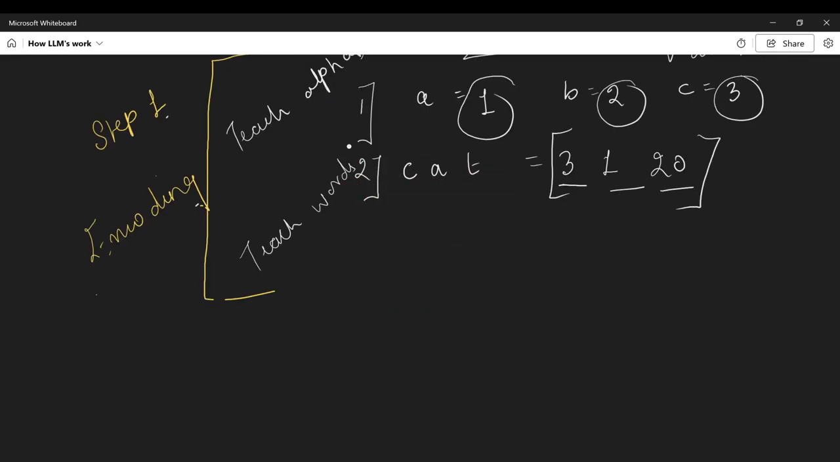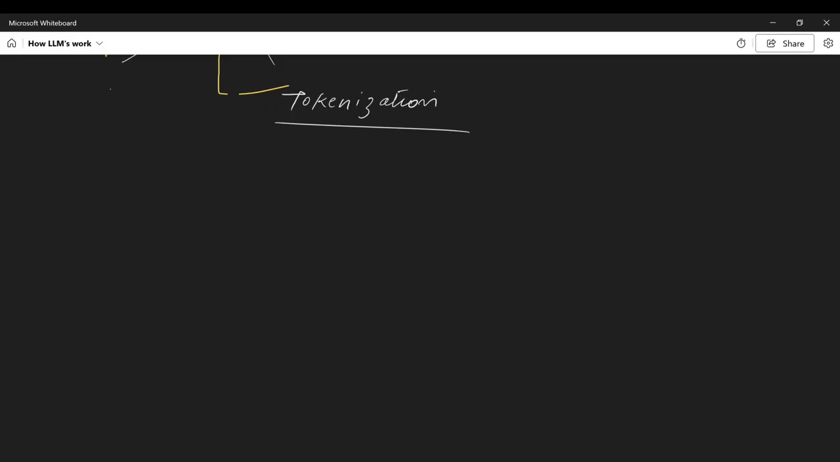This process of providing the numbers to the alphabets is also called encoding or tokenization. And this is step one for the encoder in LLMs. So, encoder and decoder are two parts of an LLM. We are talking about the encoder in this video.